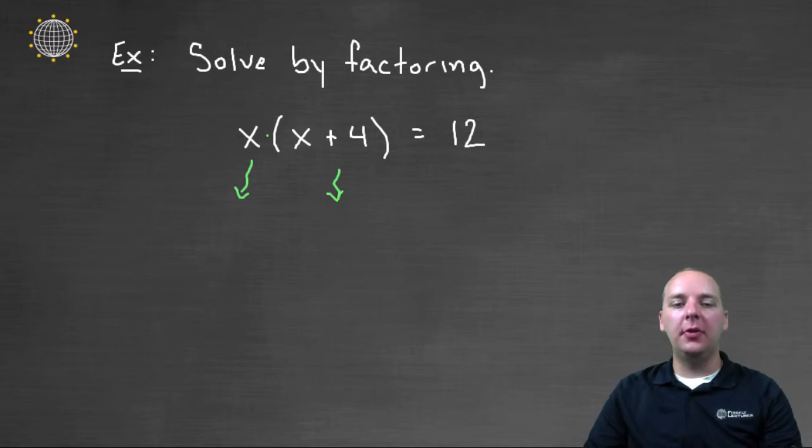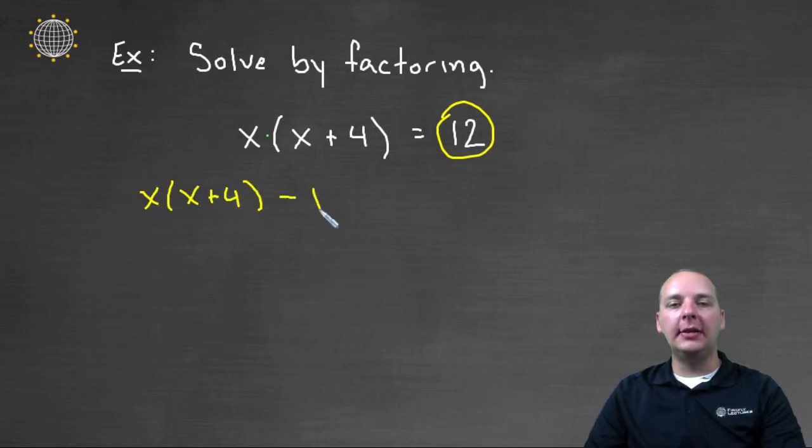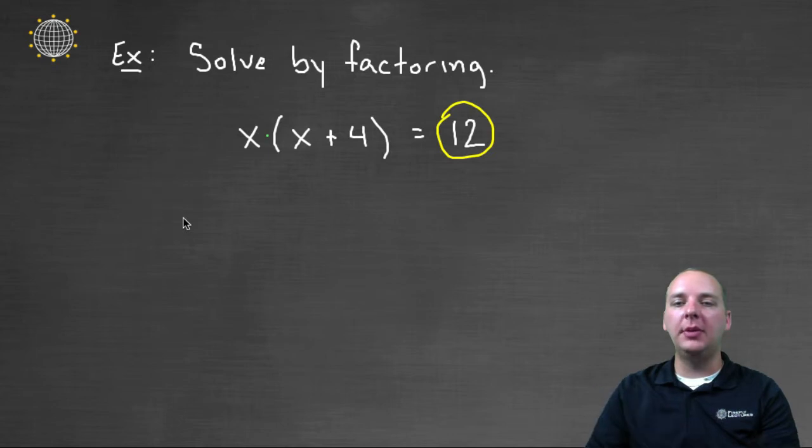But the thing we have to be careful about is that this is not set equal to 0. And if you want to solve an equation by factoring, it has to be set equal to 0 first, because what you're trying to use is something called the zero property that we talked about in an earlier video. So what do we do? Can we subtract 12 right now? Well, I suppose you can, but it wouldn't look that great, because you'd have x times x plus 4 minus 12, and it's not really clear what we would want to do, even though that would be set equal to 0.